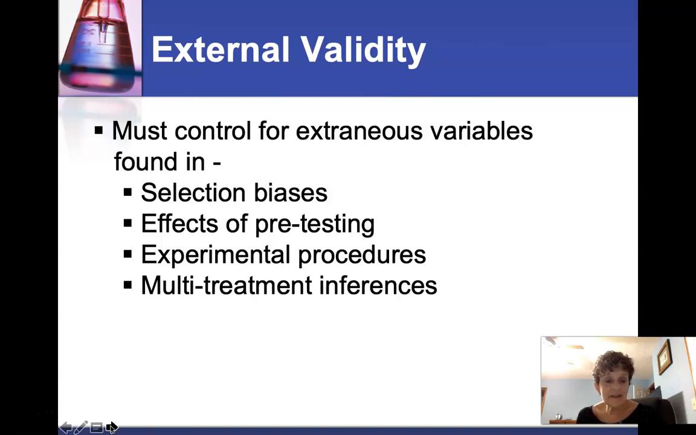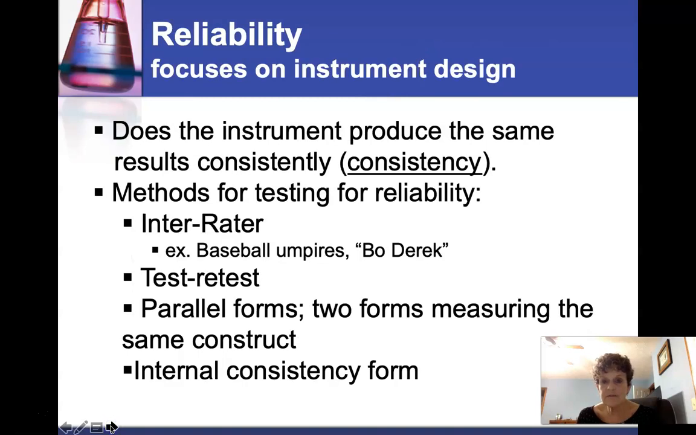Was there any effect of any kind of pre-testing going on? What kind of procedures did we use? And if there's more than one treatment, if you find that maybe some parts of the sample had more than one treatment, how is that going to change your overall experiment? So these are things you have to be careful about when you're doing your research.